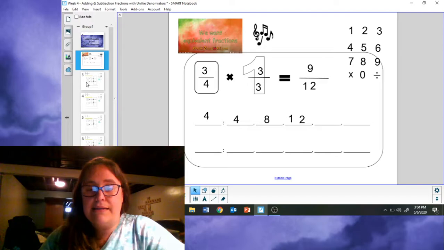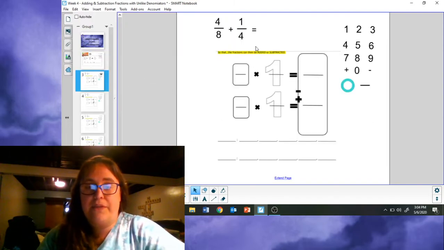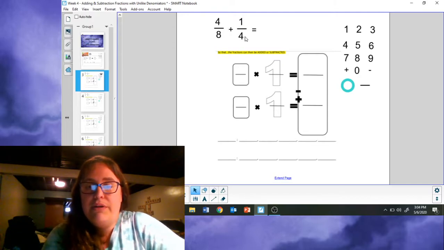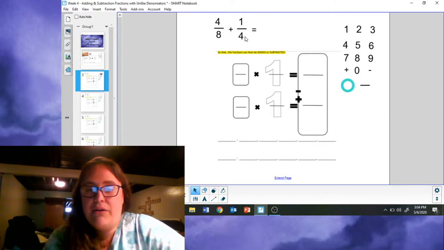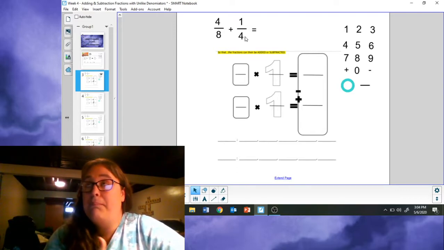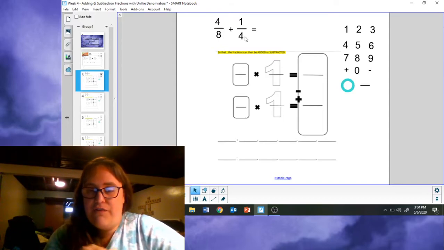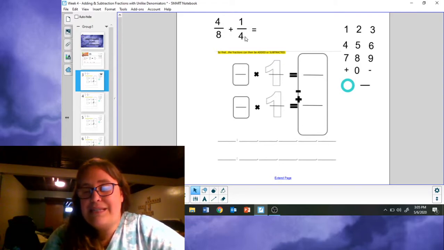So this is this week's lesson then. If you take a look, we have the fraction 4/8 plus 1/4. Well, when you take a look at that, those denominators, the bottom numbers, are not the same. I've got something that's cut into 8s and I've got something that's cut into 4s. So if you can just picture something, picture a pizza or picture a candy bar. They're cut into 8s, they're cut into 4s. The piece sizes are not the same. And when they're not the same size, you cannot add or subtract them.